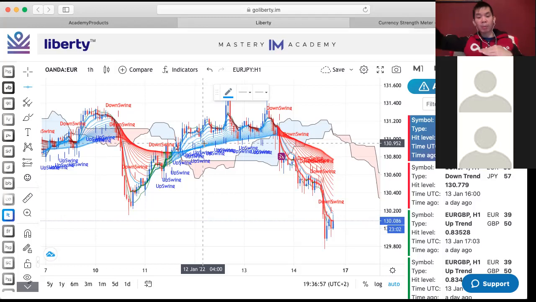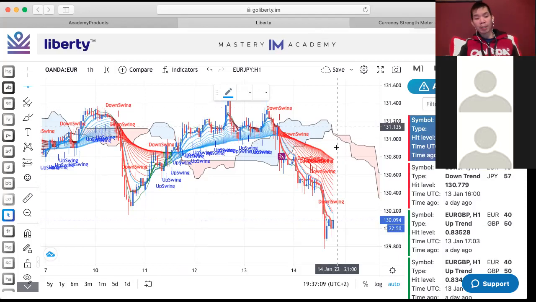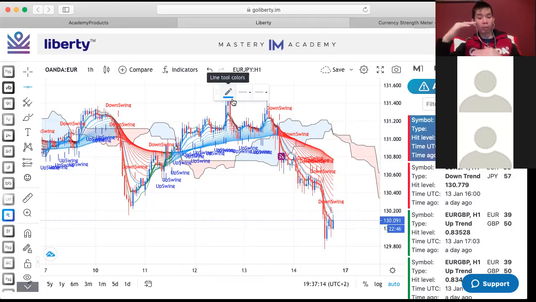Think about it like a bouncy ball. It's going to bounce back up. And then same thing for the roof, it's going to come back down. So just always think about a bouncy ball. You want the bouncy ball to stay within that zone. So what I like to do is use support and resistance.